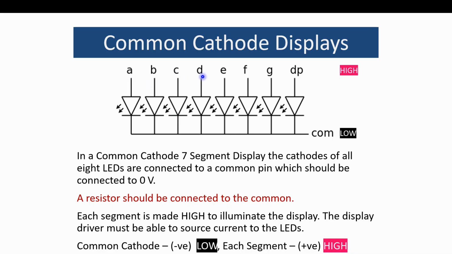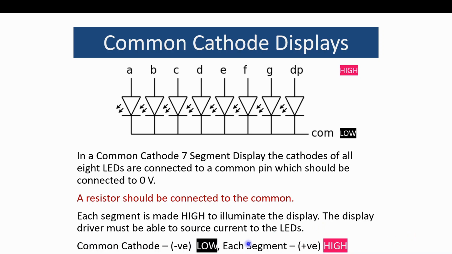So A, B, C, D, E, F, G, and DP all have a common cathode, and the common cathode is normally given a low, and all of these are given highs. So when there is a common cathode, we give a low to the common, and we give a high to each of those segments. Each segment is made high, so this I've already explained.